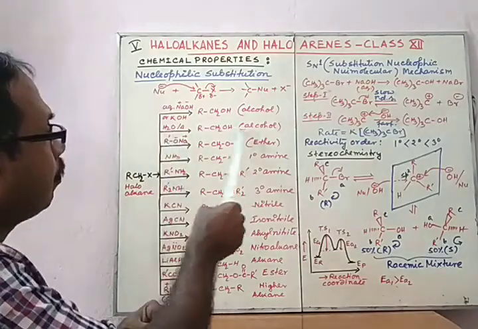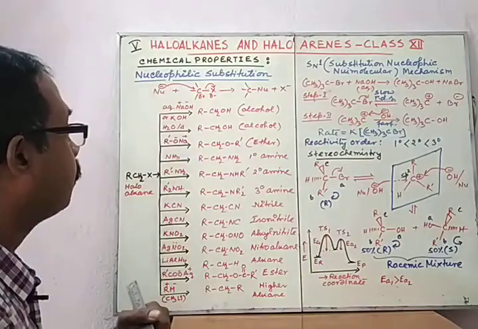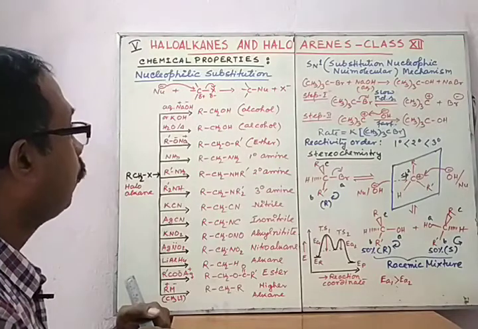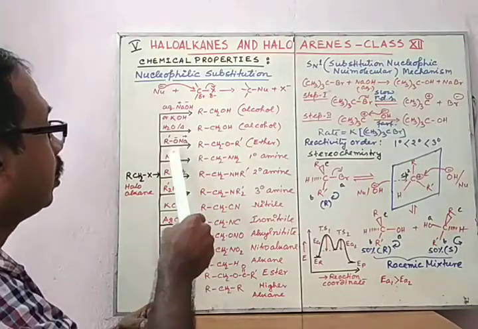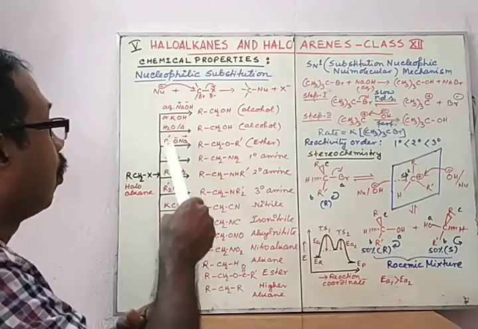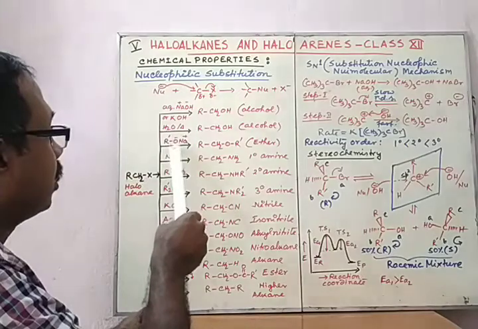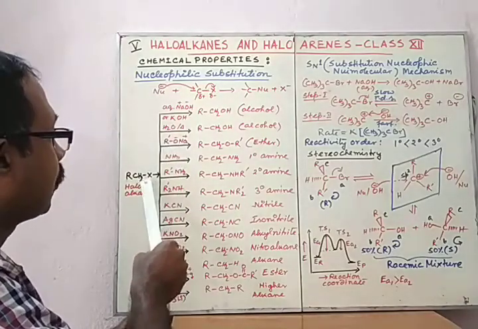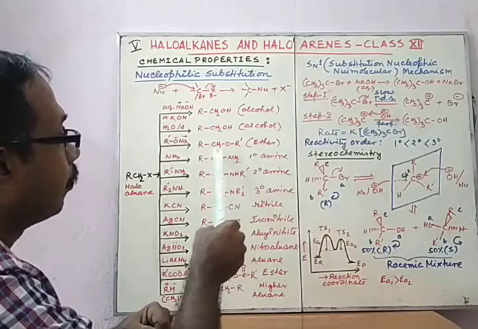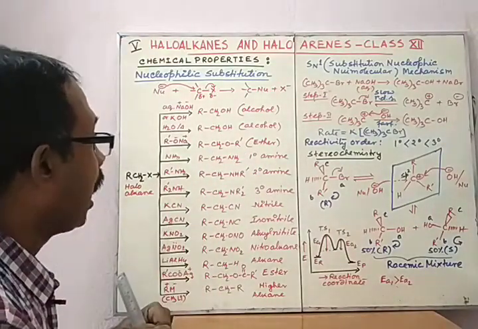Next, the same product can be obtained by hydrolysis, meaning heating with water, but the previous one gives better formation of alcohol. Now, next is reaction with alkoxide. Salt of alcohol, when it reacts with haloalkane, then RO minus, this nucleophile, substitutes the halogen, giving rise to ether. So ether is obtained from haloalkane by reaction with alkoxide.